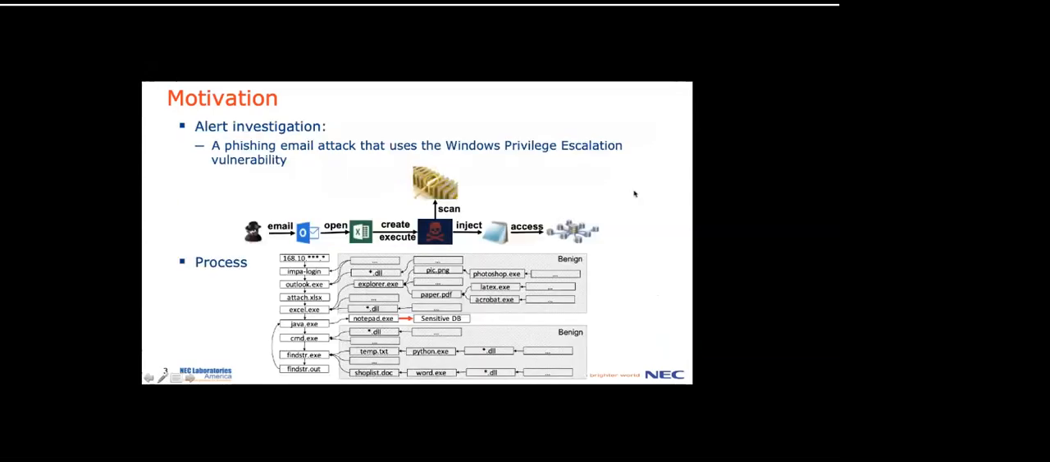Here is a concrete example of our motivation. Here we use a phishing email attack that uses a Windows privilege escalation vulnerability. In this attack, the attacker first sends an email to the victim, and the victim opens the attachment in the email. This step will create and execute the malware embedded in the attachment. During the execution of the malware, it will scan the whole system to obtain sensitive information, such as passwords. After getting the password information, the malware will inject malicious code into a file that is executable. And during the execution of this malicious code, it will access the sensitive database.